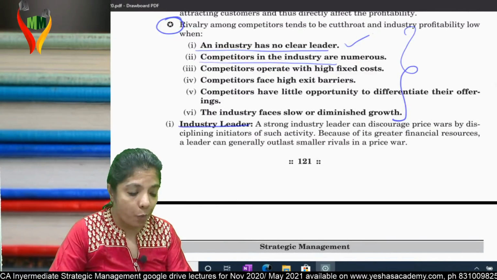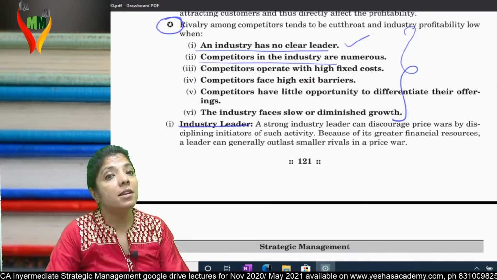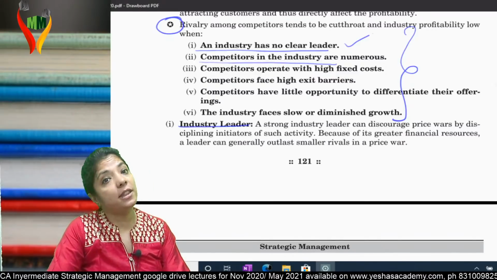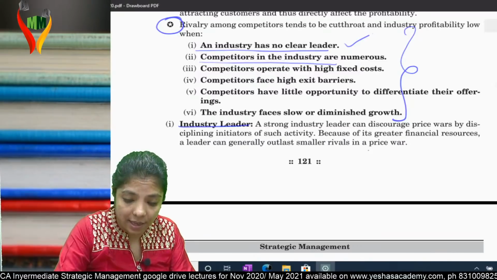Next point. Competitors have little opportunity to differentiate the offering. See, why is there a price war?